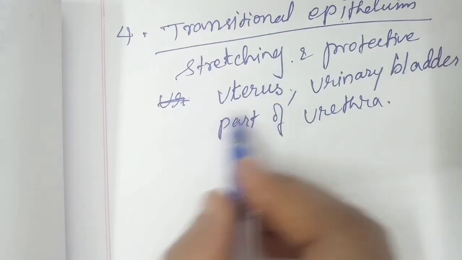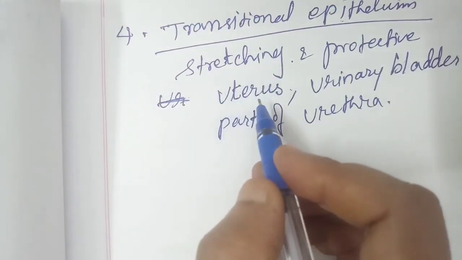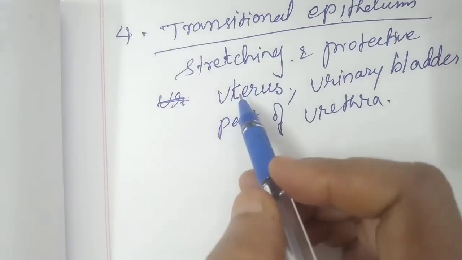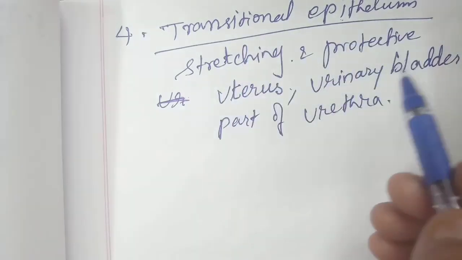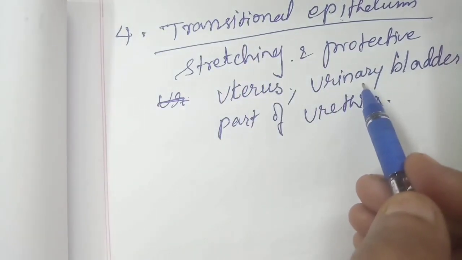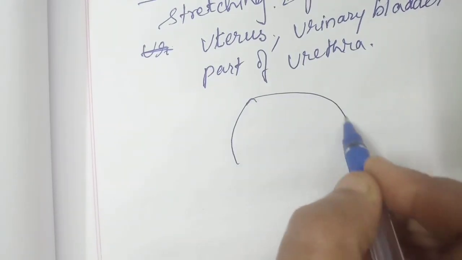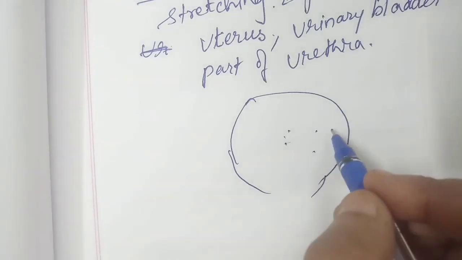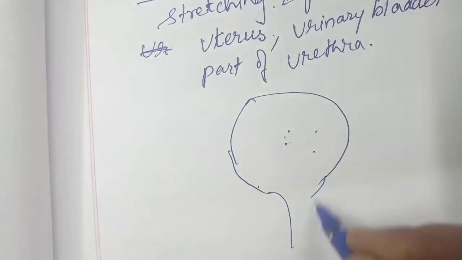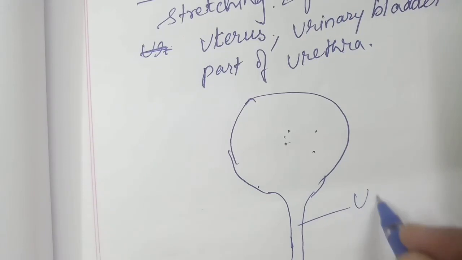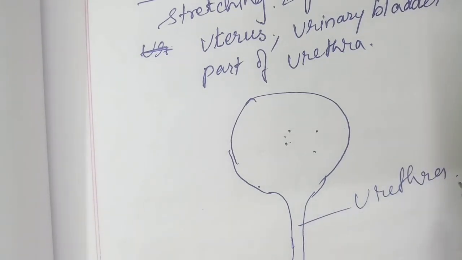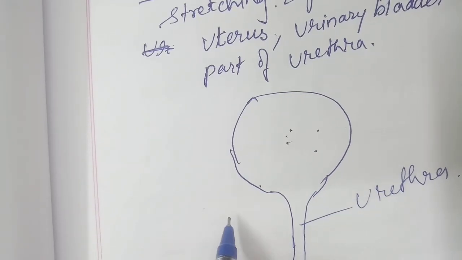Uterus you know well, female reproductive part, here only the fetus will grow. As the fetus grows, the muscles should expand, that is why transitional epithelium is used for stretching. In the urinary bladder, as the urine fills, the bladder will be enlarged. This urethra also is lined by transitional epithelium. So we have seen 4 types of compound epithelium.